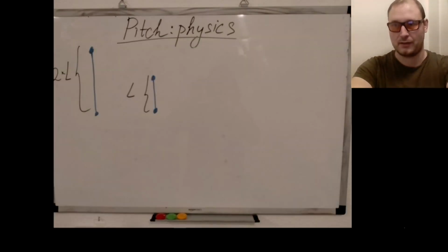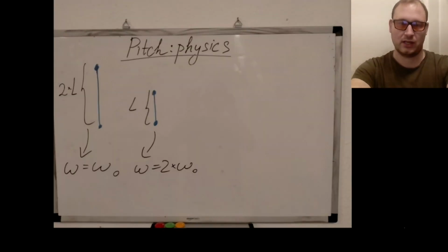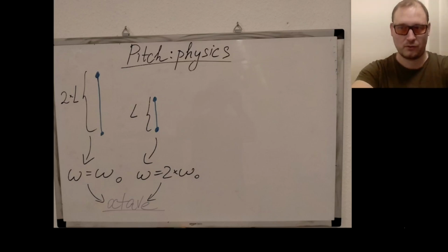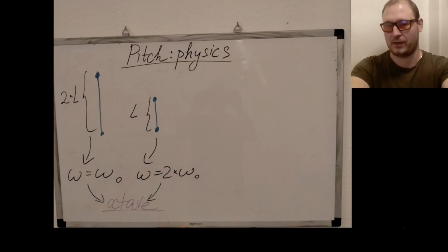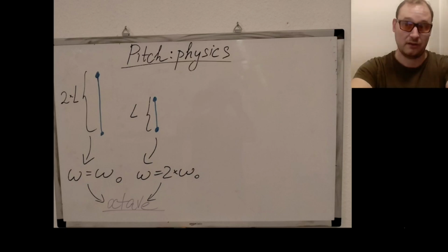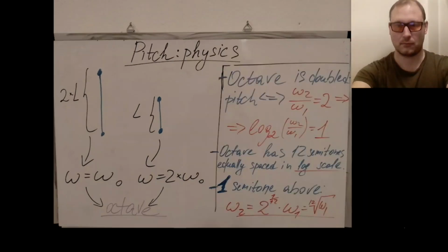Let's expand a little this definition. So, as ancient Greeks or even people before them noticed, if you have two exact strings, one of double length compared to another, they will have pitches which differ exactly by 2 times. The shorter string will have higher pitch. And when two pitches are exactly 2 times apart, this is a perfect interval called octave. This way, octave is a doubled pitch.